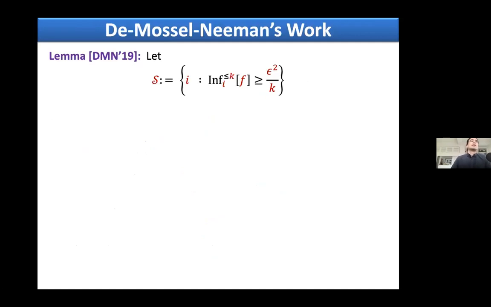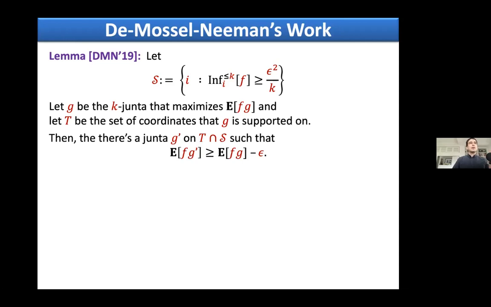So what DMN shows is that this is a good set of suspects. Look at all coordinates whose influence up to level k is at least epsilon squared over k. So these are in some sense coordinates such that if you flip their value with some non-negligible probability, you're changing the value of the function.